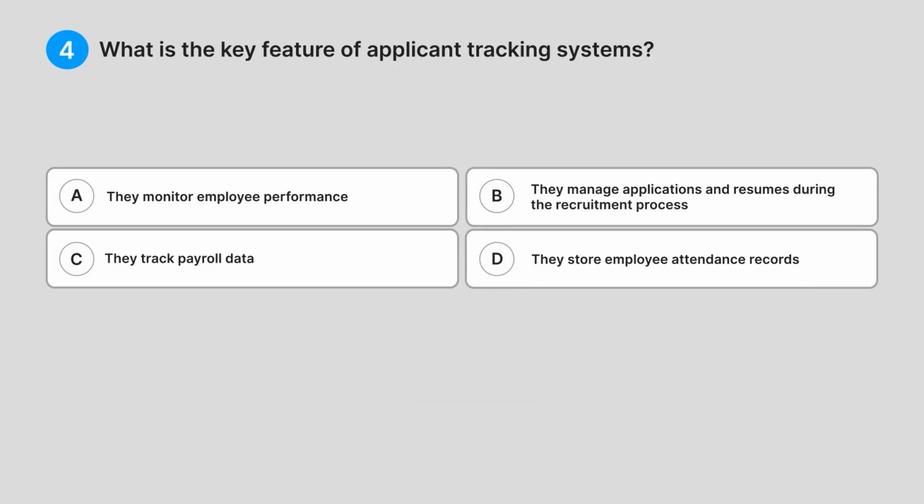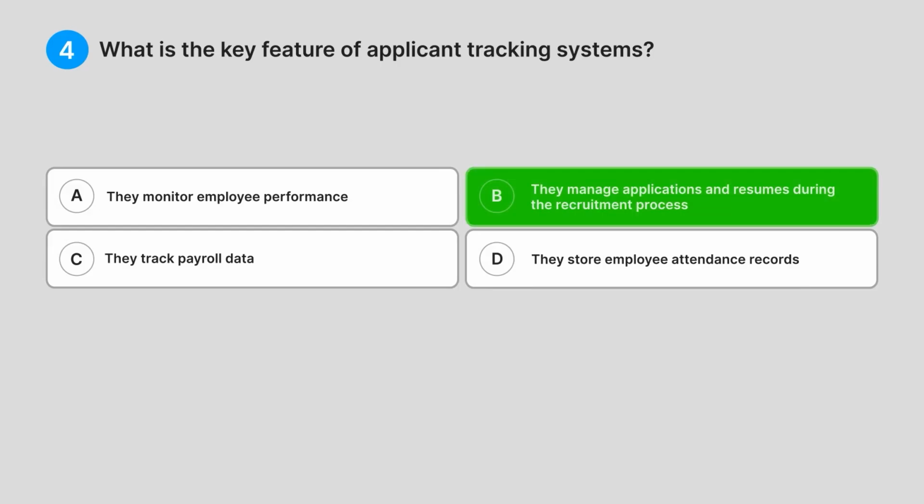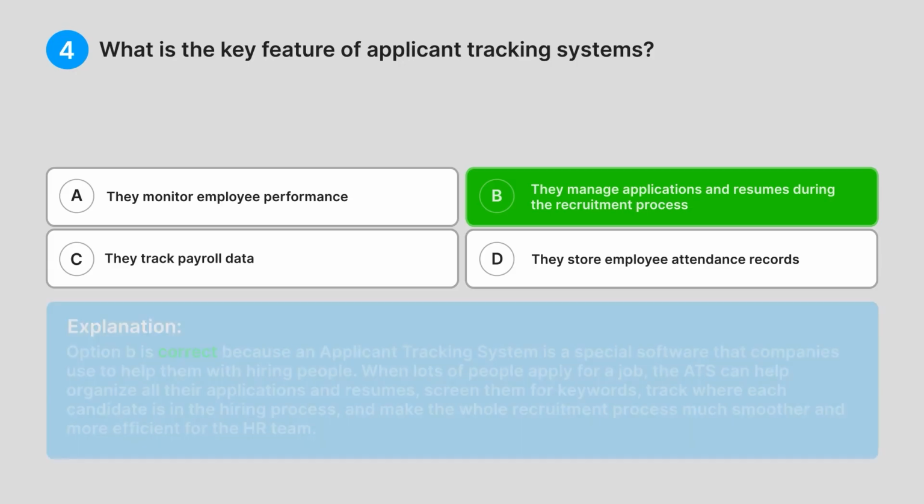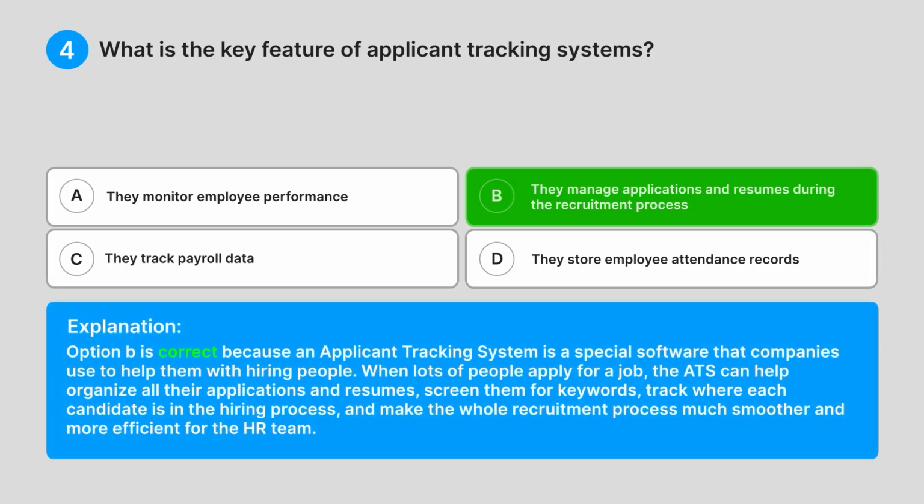Correct answer. B. They manage applications and resumes during the recruitment process. Explanation. Option B is correct because an applicant tracking system is a special software that companies use to help them with hiring people. When lots of people apply for a job, the ATS can help organise all their applications and resumes, screen them for keywords, track where each candidate is in the hiring process, and make the whole recruitment process much smoother and more efficient for the HR team.